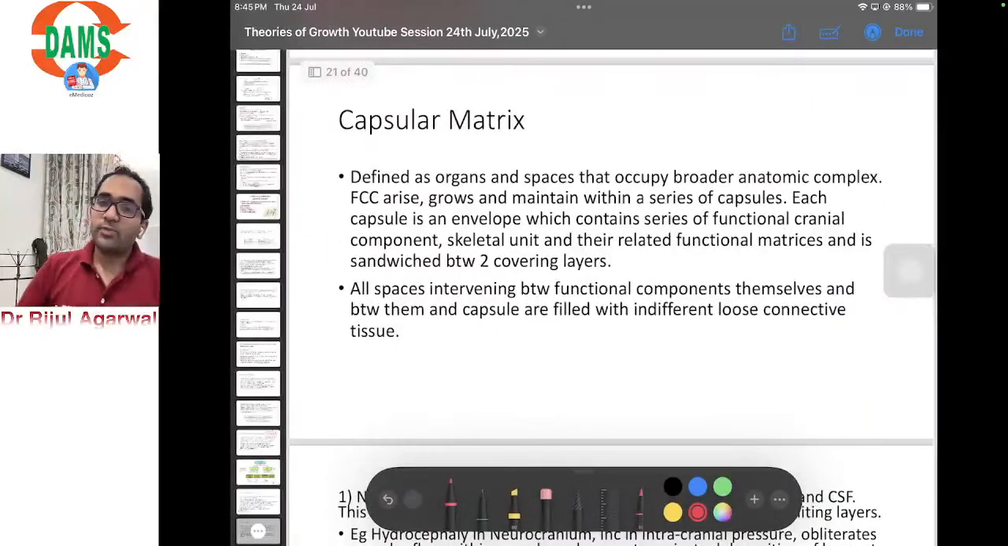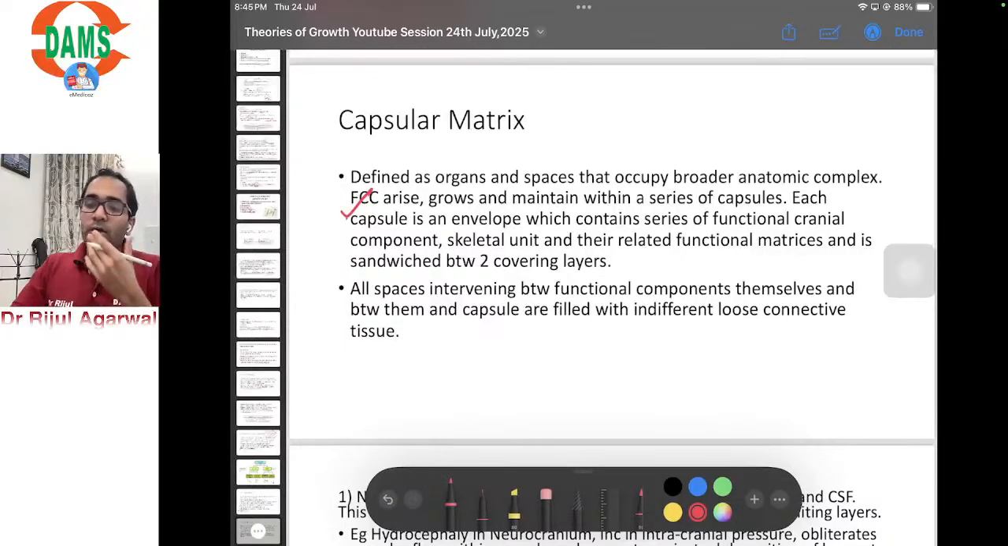So next, what is capsular matrix? If we combine all of these, the muscle tissue and all that, they all enclose or occupy a broader anatomic complex. Okay, so different capsules, and when all these capsules are combined, they can give rise to the functional cranial component. So coming back to the capsule, each capsule, it is assumed by this theory, is an envelope which contains a series of functional cranial components, their skeletal unit and the related functional matrices sandwiched between the two covering layers.